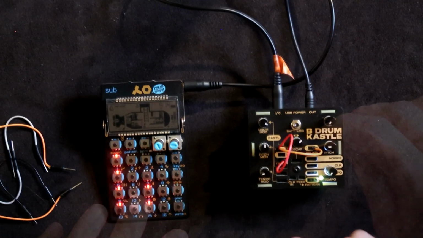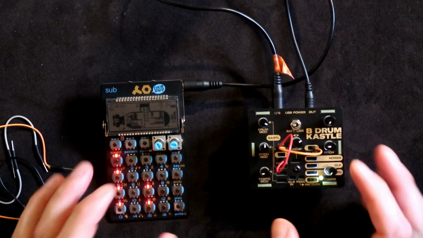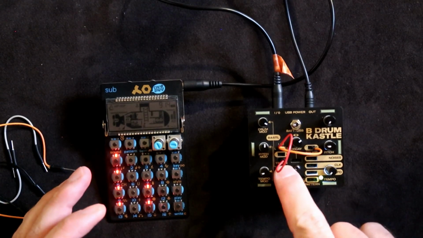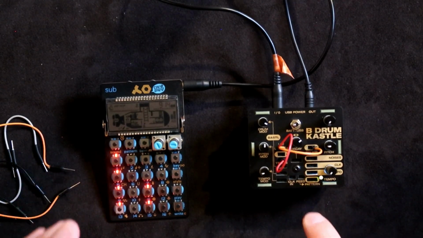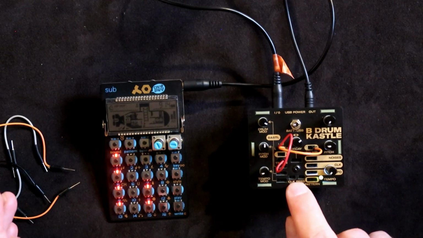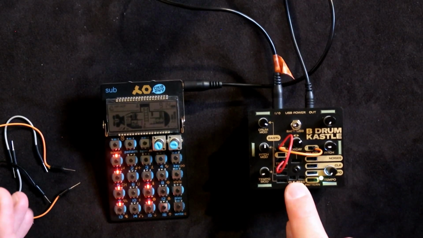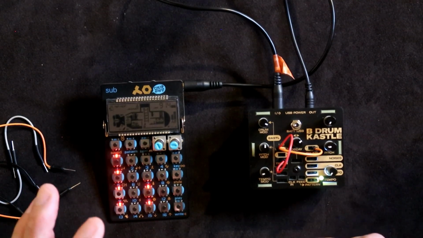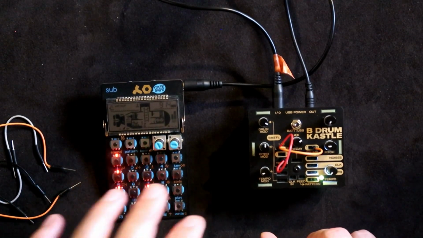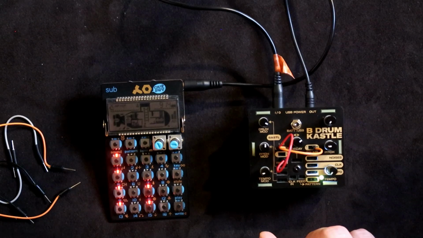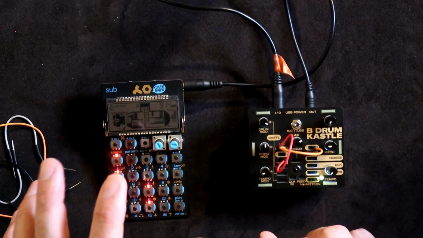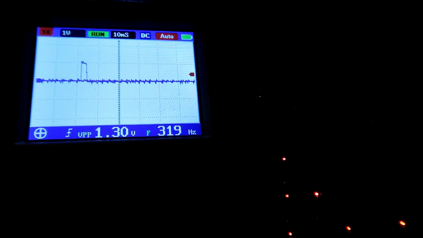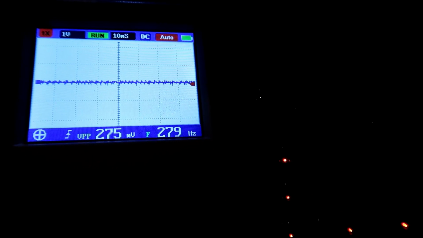It is. Now, the problem is that the pocket operator's sync signal is too low of a voltage to trigger trig in on the Kastle Drum, and that also means that it's too low to trigger the clock in feature. So we don't have a whole lot of options because of this low sync signal. It's 1 volt. I decided I would take a look at it on the oscilloscope, and took a little video of that. So take a look.